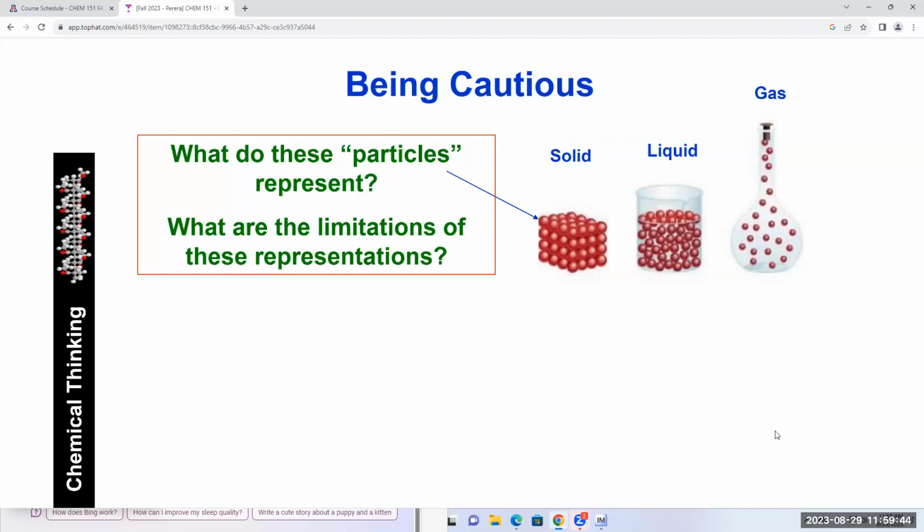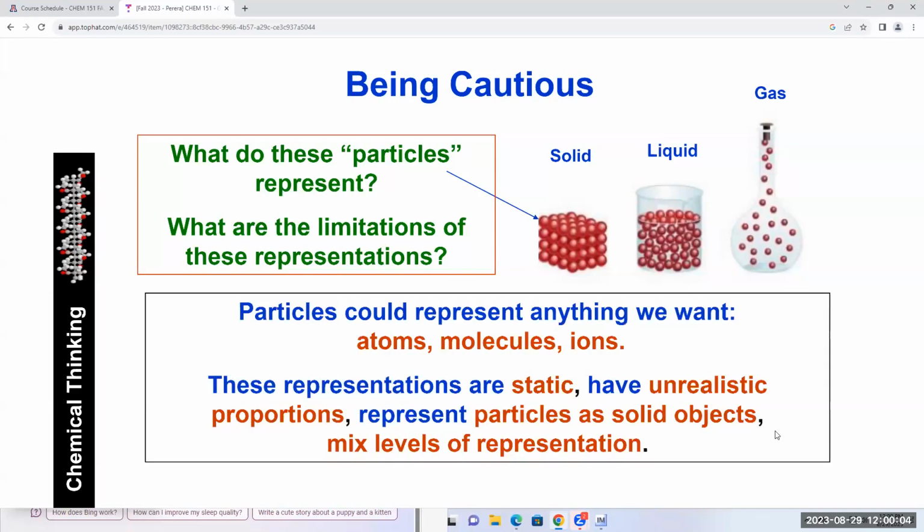And they are more random now. They have more freedom to move around. They're more random in a liquid. But when it comes to a gas, the particles are furthest apart from each other, and they are extremely random. All right, and this is how we represent the three phases using the particulate model of matter.